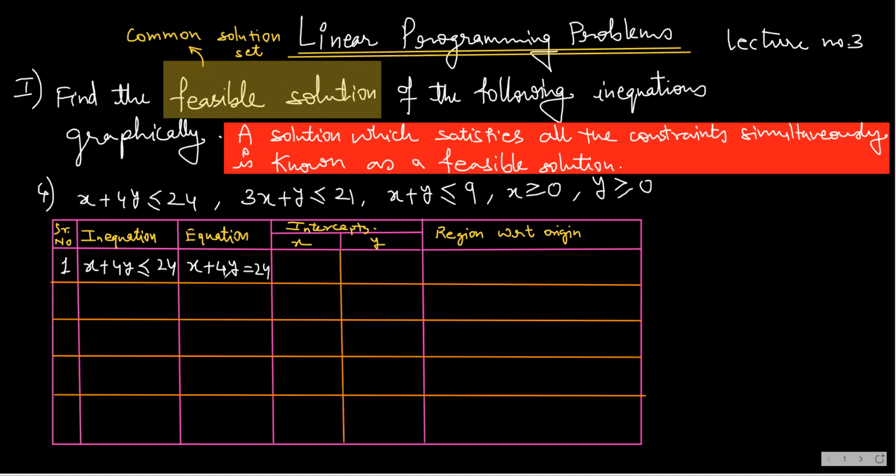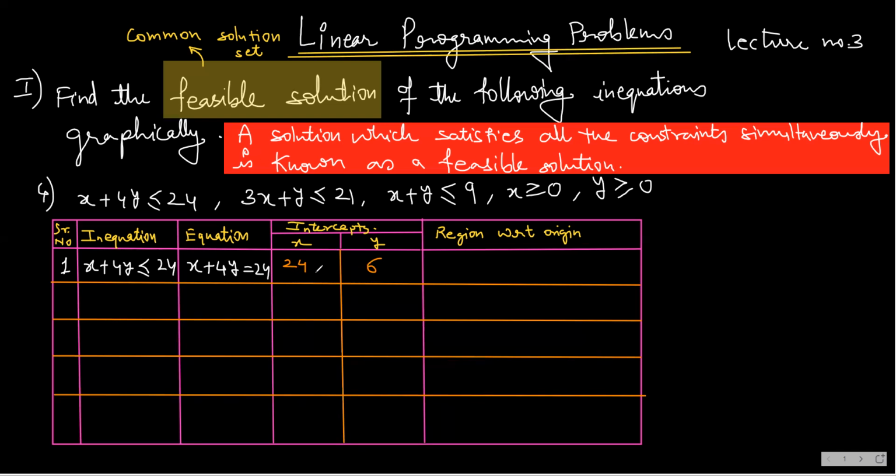Now for x intercept, you put y equals 0. So when you put y equals 0, you get x as 24. So 24 is the x intercept. And what is the y intercept? For y intercept, you put x equals 0. So when you put x equals 0, you get y as 6. So the point on x-axis and y-axis.